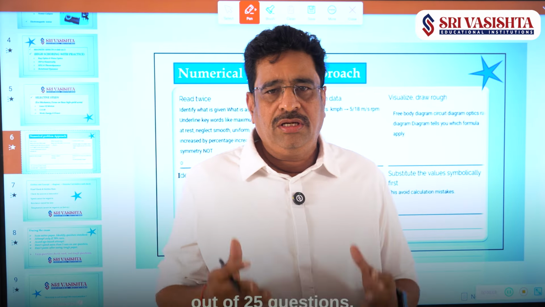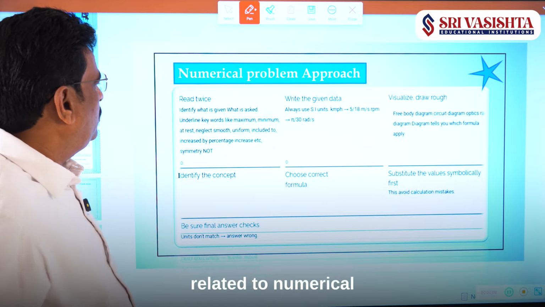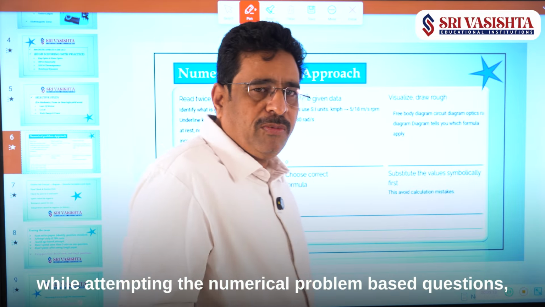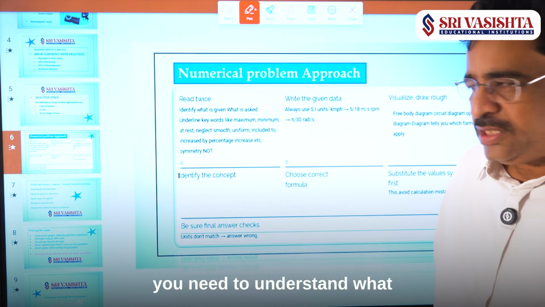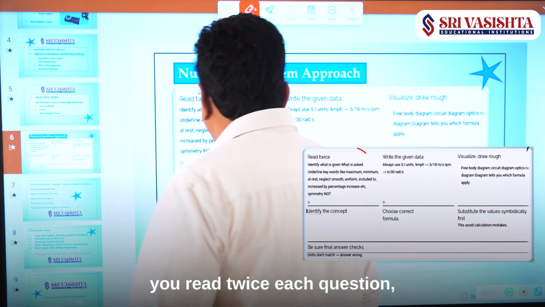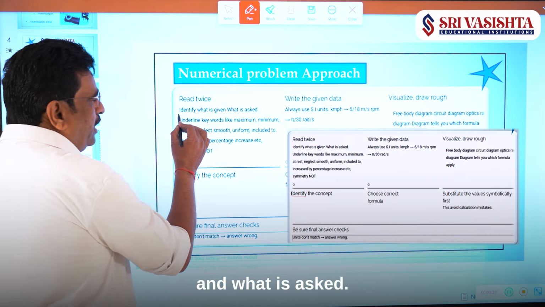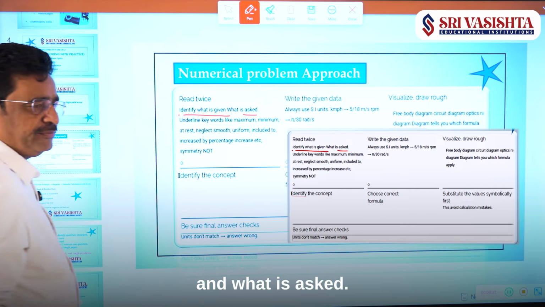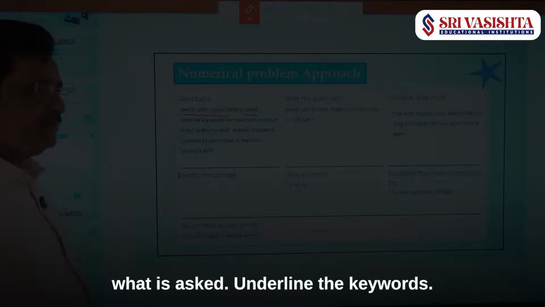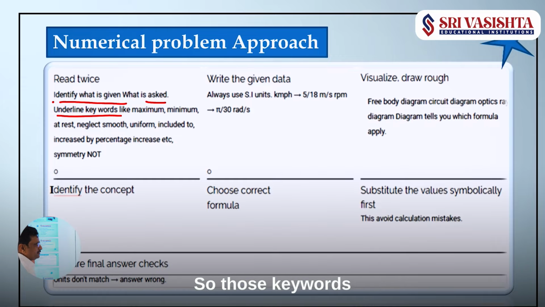See, out of 25 questions, maybe 20 questions are numerical problem based. So while attempting numerical problems, understanding what to do and what not to do is very important. First of all, read each question twice. Identify what is given and what is asked. Underline the keywords. These keywords decide the answer.